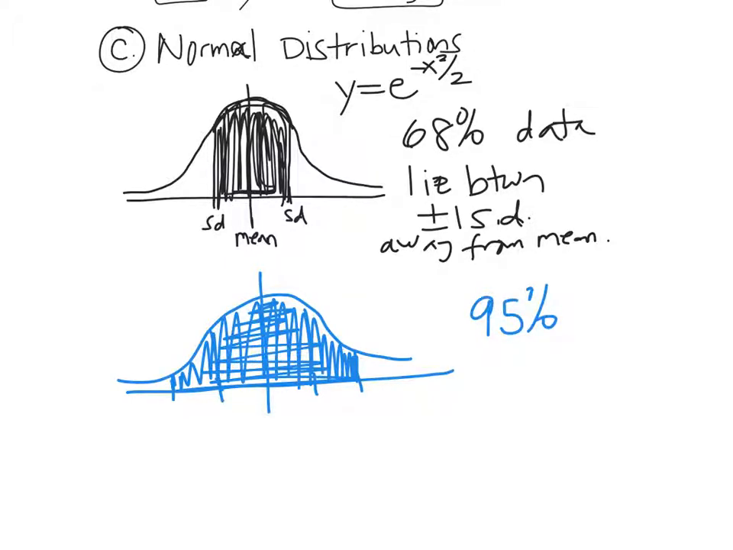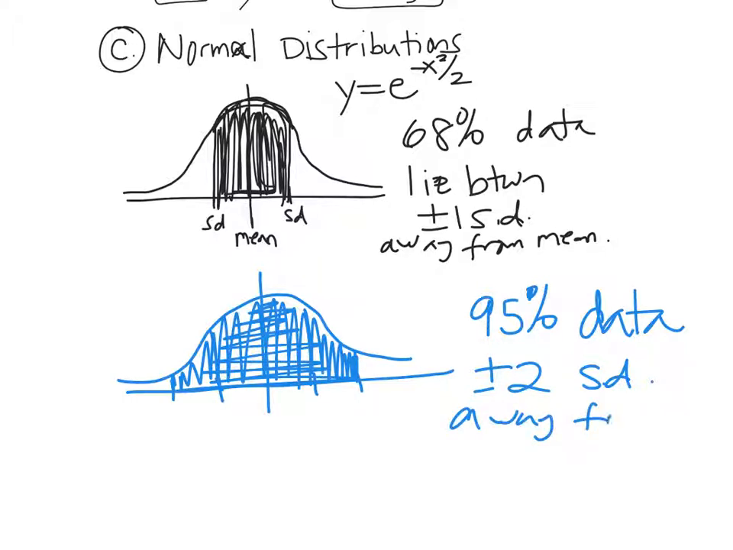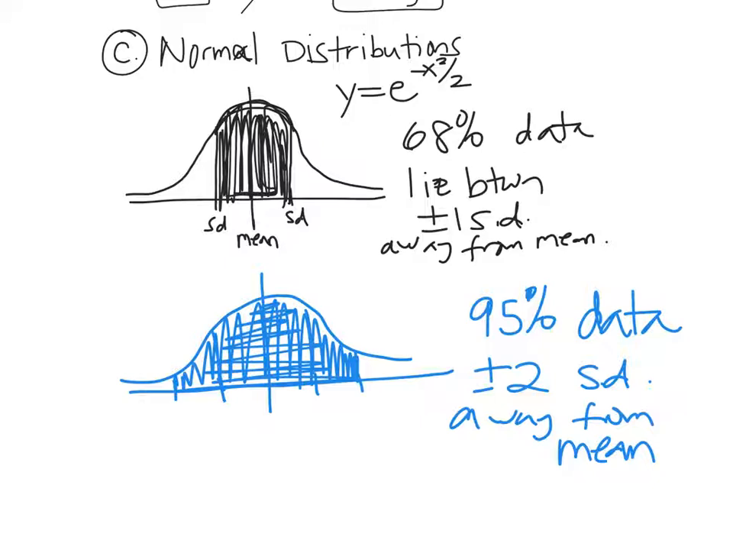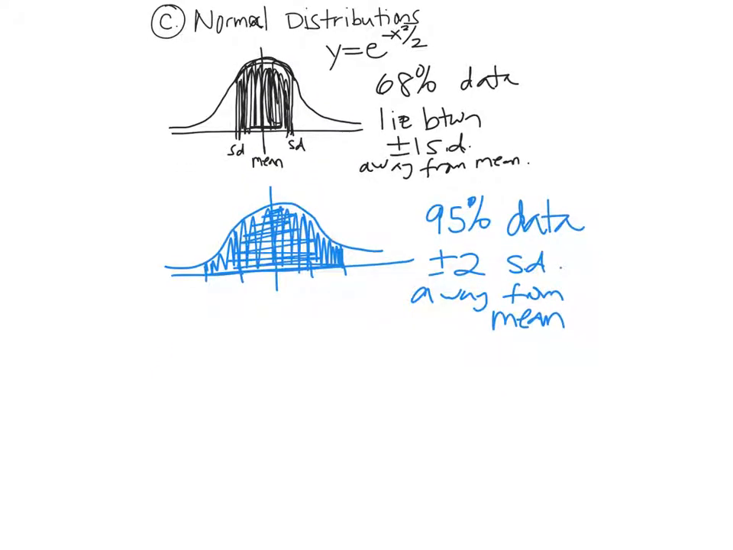95% of the data in a normal curve lies plus or minus 2 standard deviations away from the mean. That's a lot, isn't it? That's most people. 95% are going to be in that range. And then finally, 3 standard deviations away. 99.7. Wow, you know your statistics.